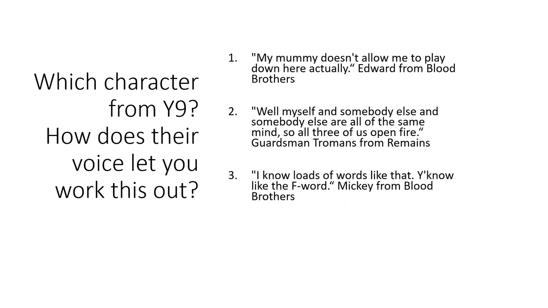And here are the answers. The first one is Edward from Blood Brothers. Remember, he's the lucky twin, if you want to use that term, who lives in that middle class household. The next one is Guardsman Tromans from Remains, the poem by Simon Armitage. And finally, the third one is Mickey from Blood Brothers. So you've got the boy who had a more rough upbringing from Blood Brothers.